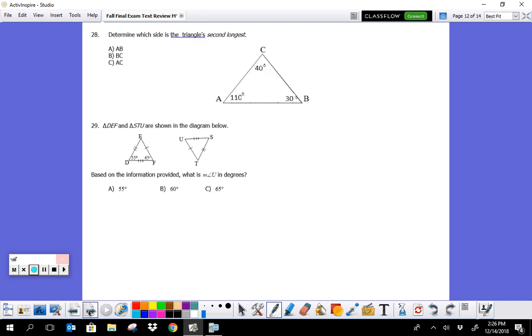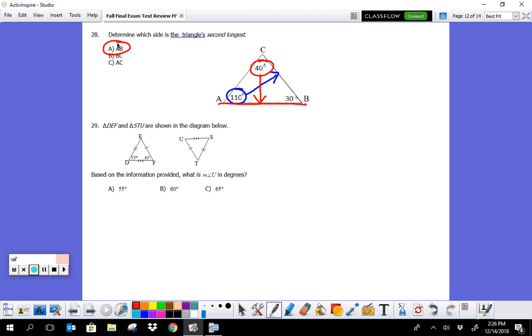For 28, determine which side is the triangle's second longest. Remember here that the longest side is going to be across the biggest angle. So the biggest angle here is 110. So the longest side opposite from that is CB. The next biggest angle is C, and the side opposite from it is AB. So that's going to be the second longest.